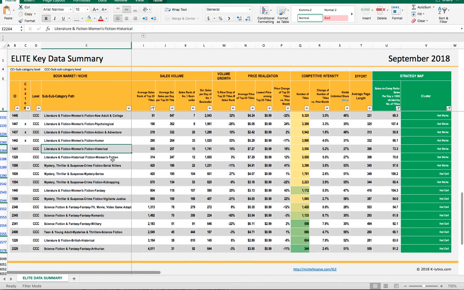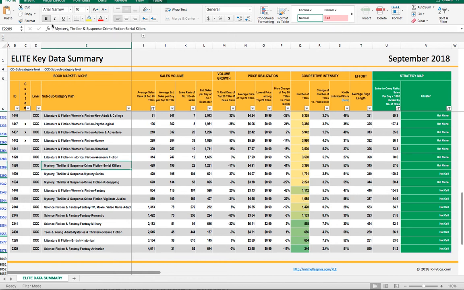Okay, so you guys don't think, oh, it has to be... Like I said, we're not looking for silver bullets and golden hens here. You're going to have to do a little bit of work. So the next one that I'm interested in, women's. Okay, so this one is just the reverse. It's still historical women's fiction.